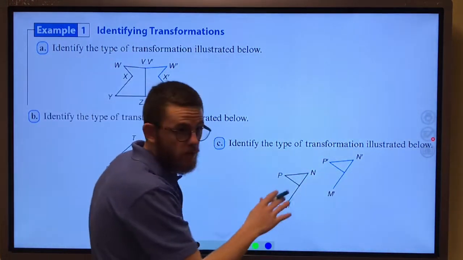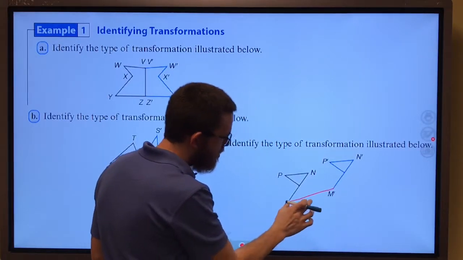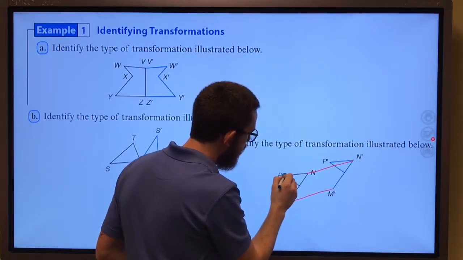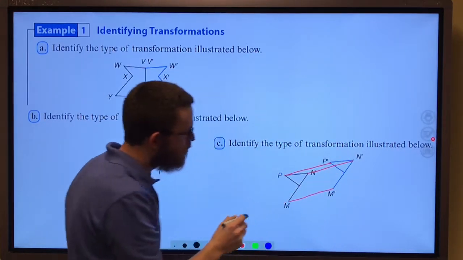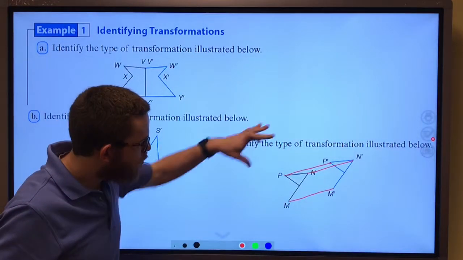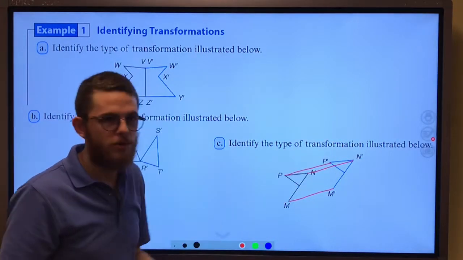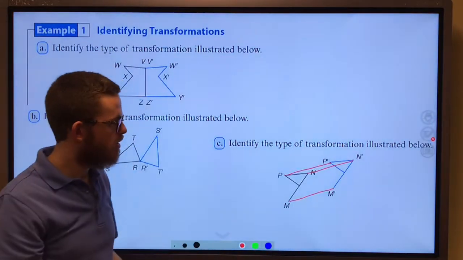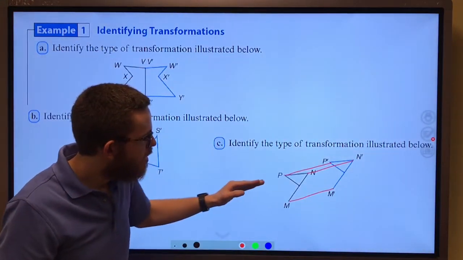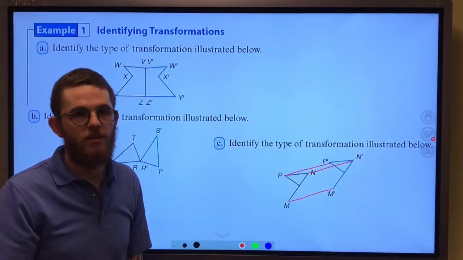And notice here, this is a good time to recognize this. The distance from M to M prime, N to N prime, P to P prime. Notice those segments that are connecting. Those are all the same length segments, and they're all parallel to each other, meaning they're all going in the same direction. So when we're performing a translation, every vertex is going in the same direction for the same distance.